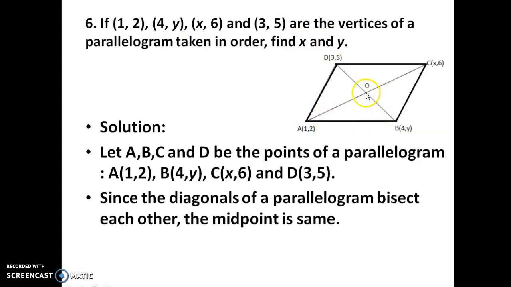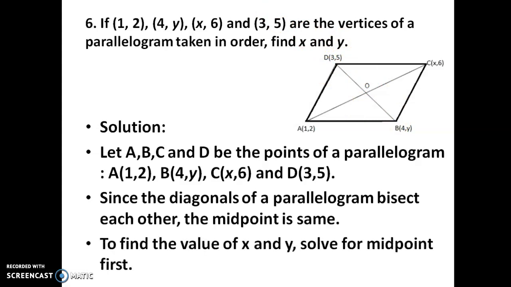So the midpoint of both the lines will be one coordinate only. They are meeting at one point. That point is going to be the midpoint of both the diagonals. So by that we are going to find the value of x and y. Solve for midpoint first. We have to solve for midpoint.